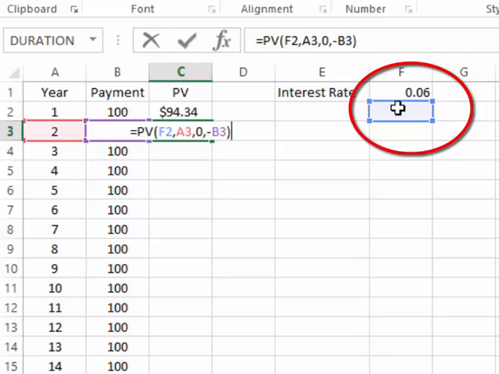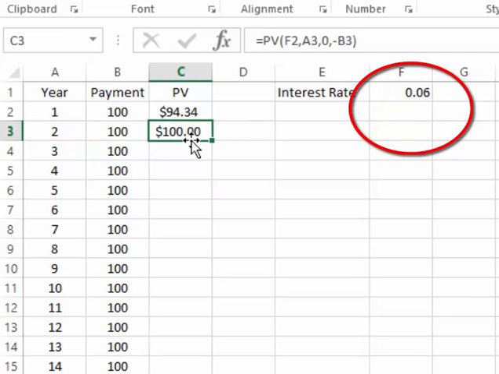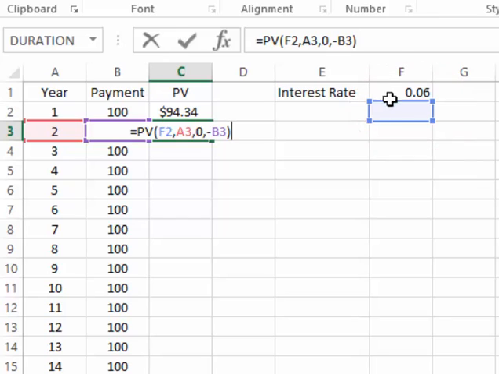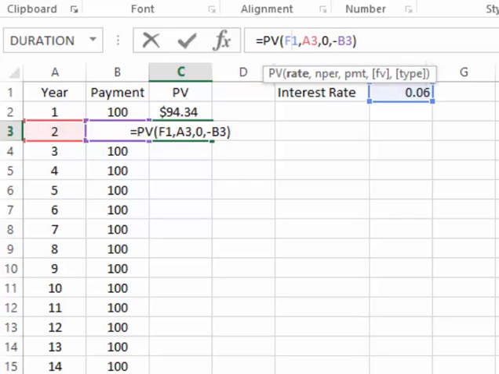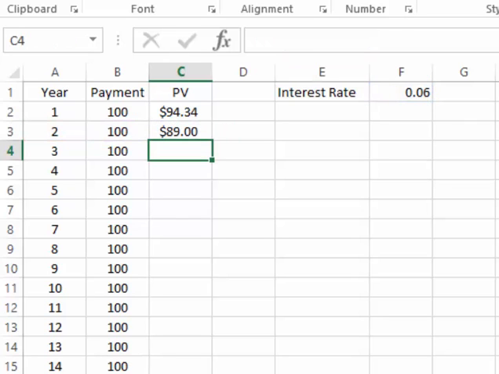What I need to do is move that up. Oops. I need to edit that and change this reference to cell F1 and lock it. So by lock it, I mean make it an absolute reference. So if I hit F4, it'll stick on that cell, stick on F1, and now my formula is correct. The $100 that I receive 2 years from now is only worth $89 in today's money, in today's value, if the interest rate is 6%.